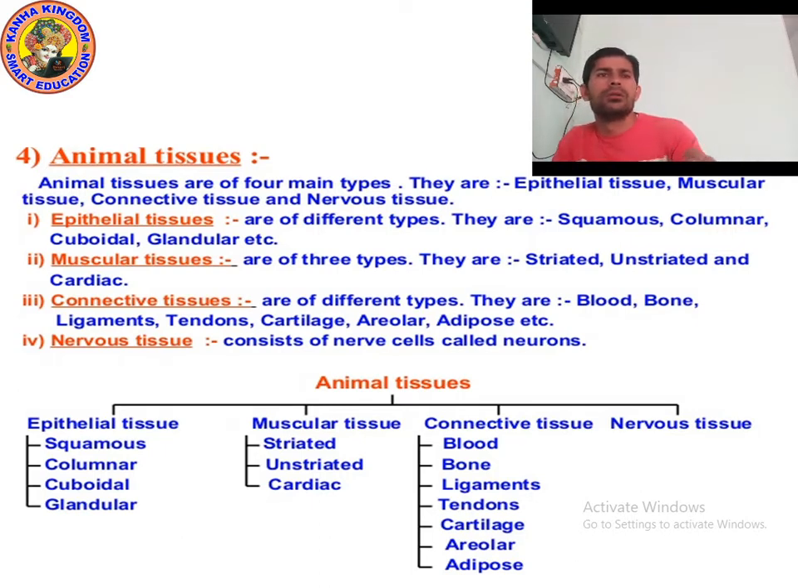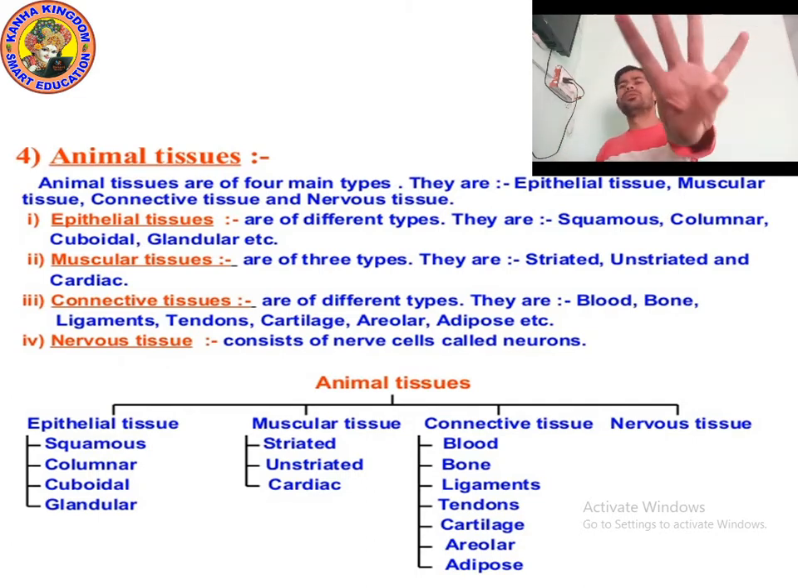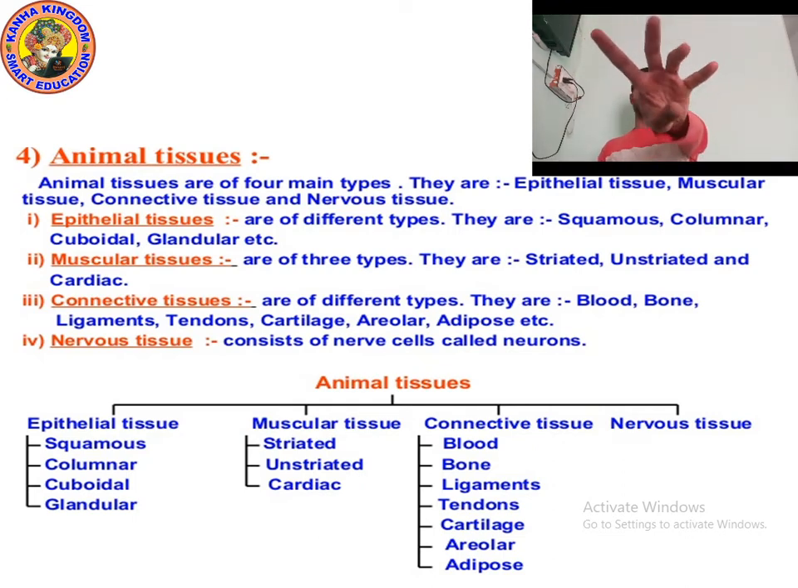As you can see, animal tissues are of four main types. There are four types of animal tissue: epithelial tissue, muscular tissue, connective tissue, and nervous tissue. Epithelial, connective, muscular, nervous.